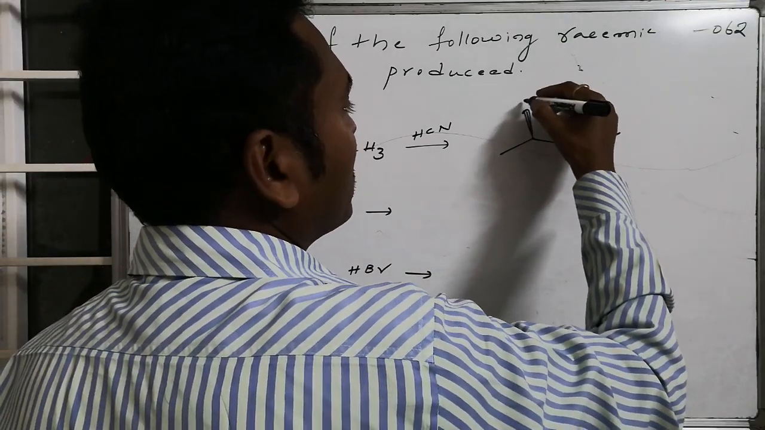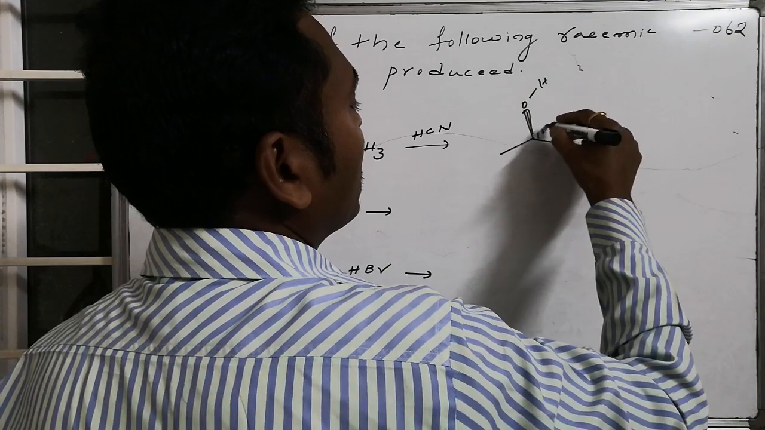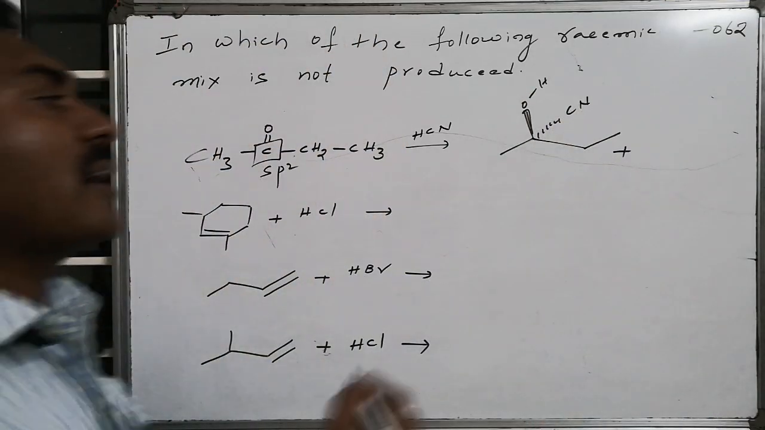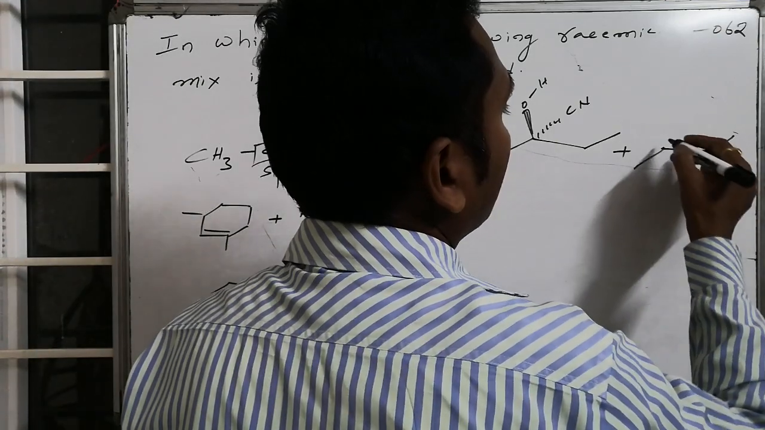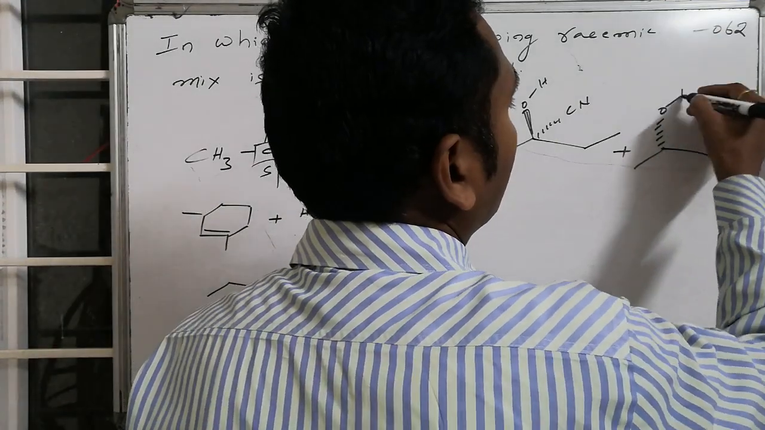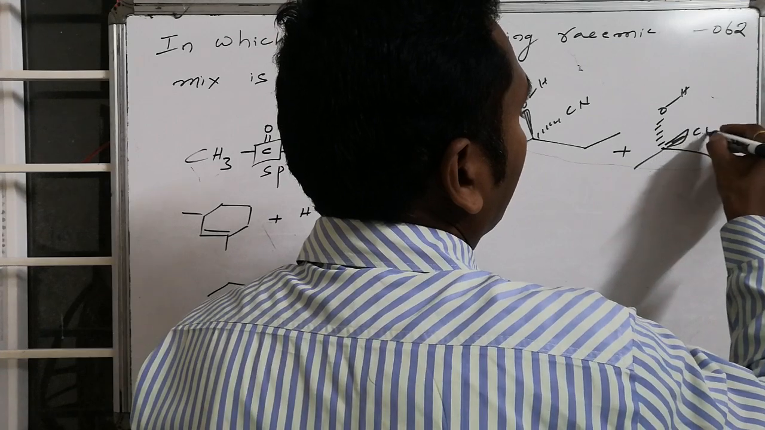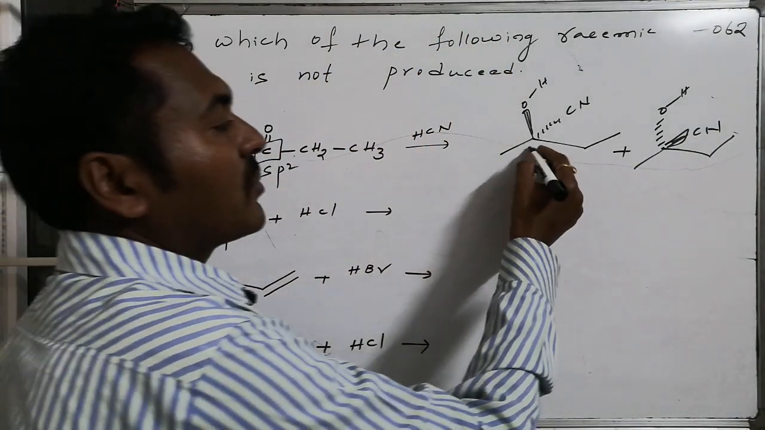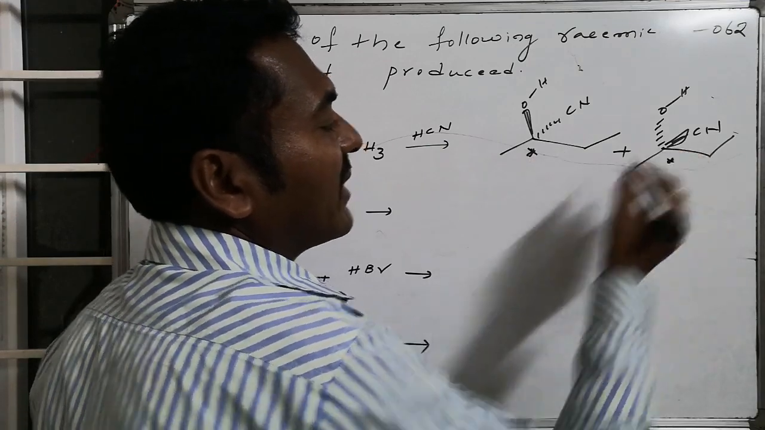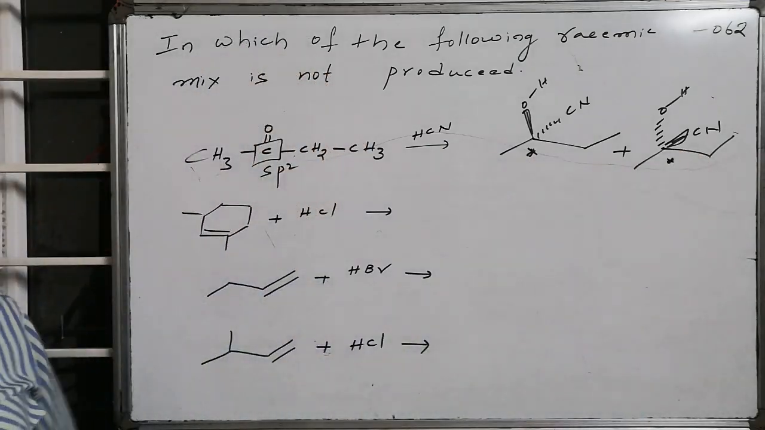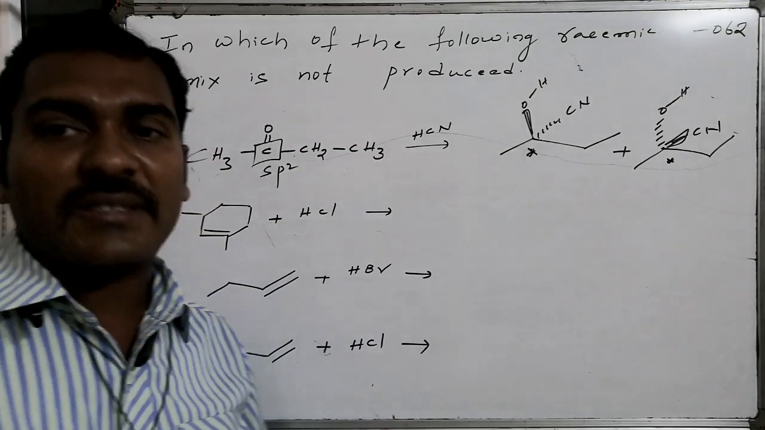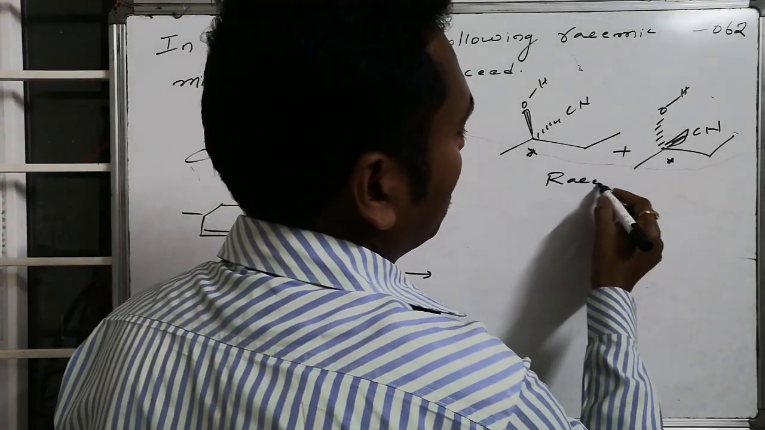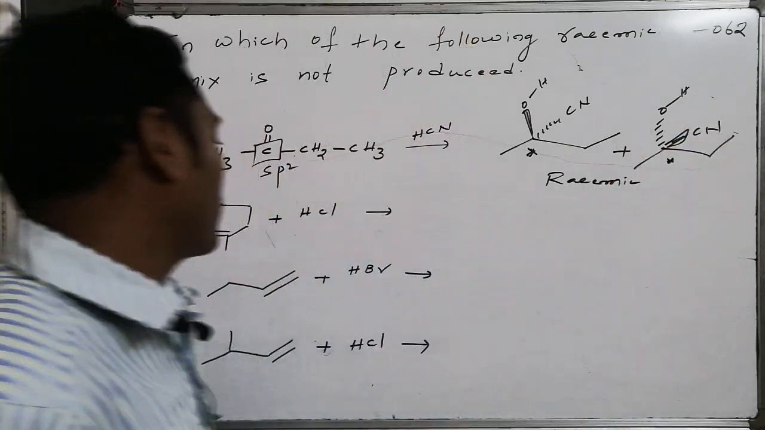OH can be on the dark side, followed by CN on the dotted side, and in the opposite way, OH can be on the dotted side and CN attacks from the dark side. Like this, two varieties of products are formed. It has a chiral center. One chiral center with two spatial arrangements, that is, enantiomers are formed. These enantiomeric mixtures are said to be a racemic mixture.